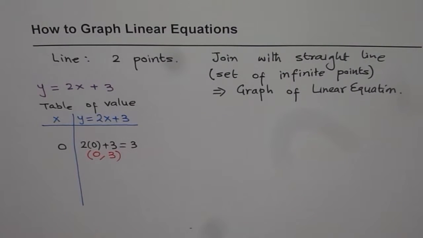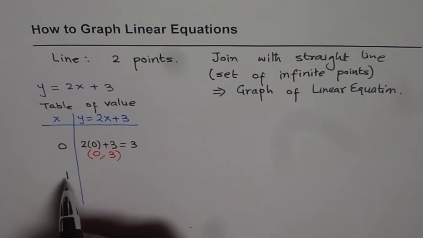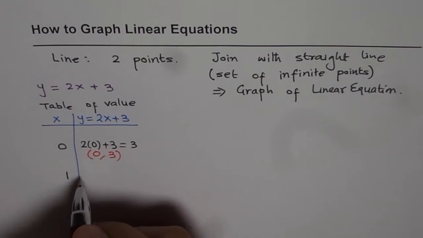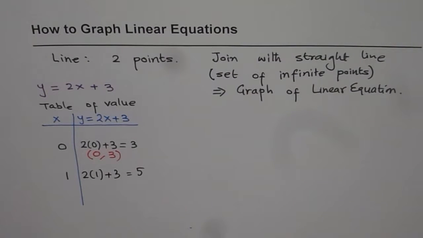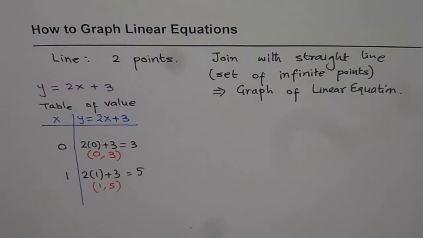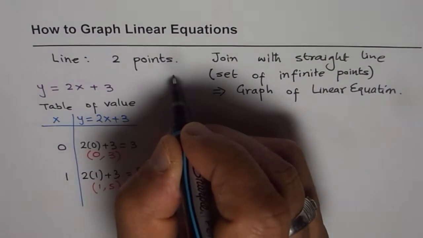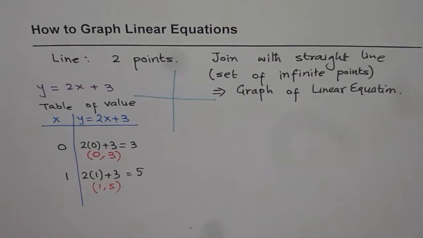Okay? Now we can take another point by placing x as 1. If I write x as 1 in this equation, then what do I get? I get 2 times 1 plus 3, which is 5. So that results in the coordinate point 1 for x and 5 for y. So we got 2 points. Now what we need to do is, on a coordinate plane, locate these 2 points. So let me do it here. Let's say that's our coordinate plane. On this plane, we locate the points (0, 3) and (1, 5).